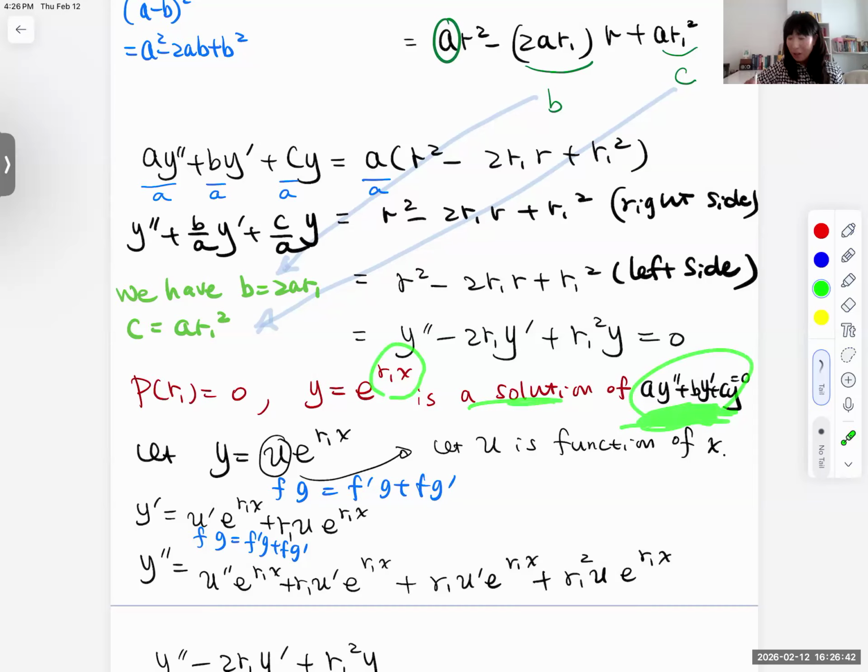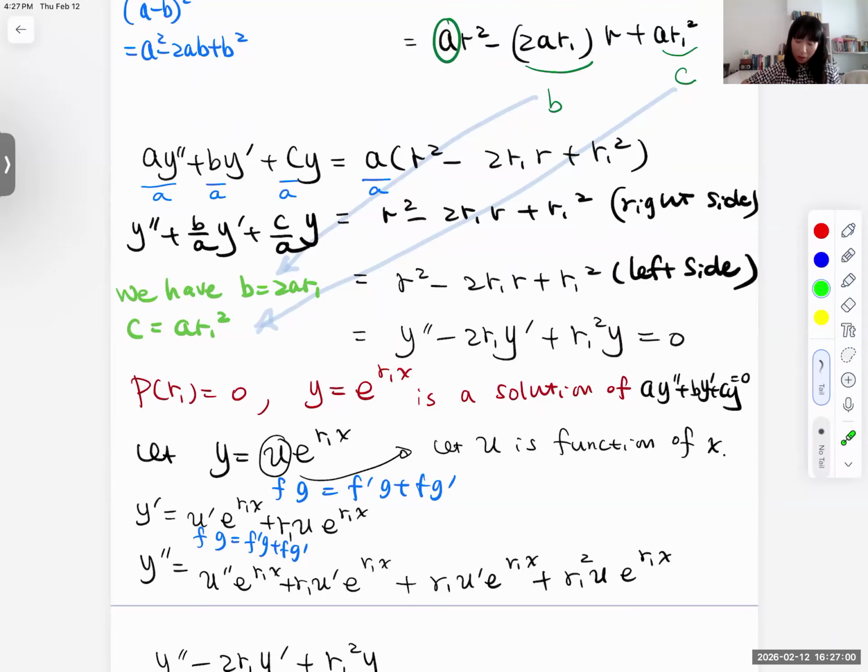coefficient, the equation, of linear second order differential equation. Okay, now we have more.